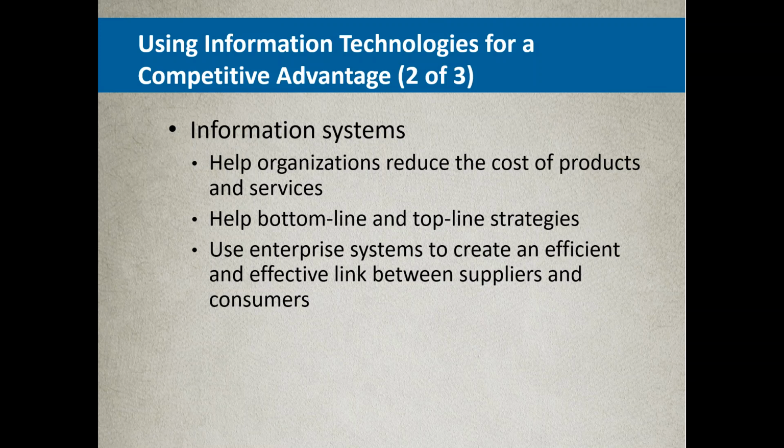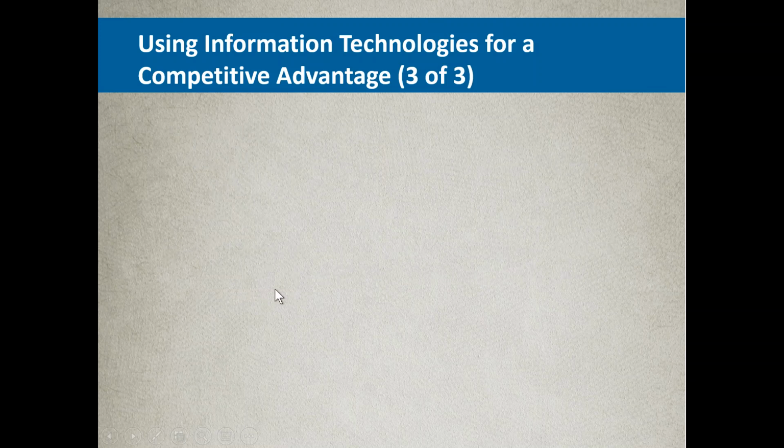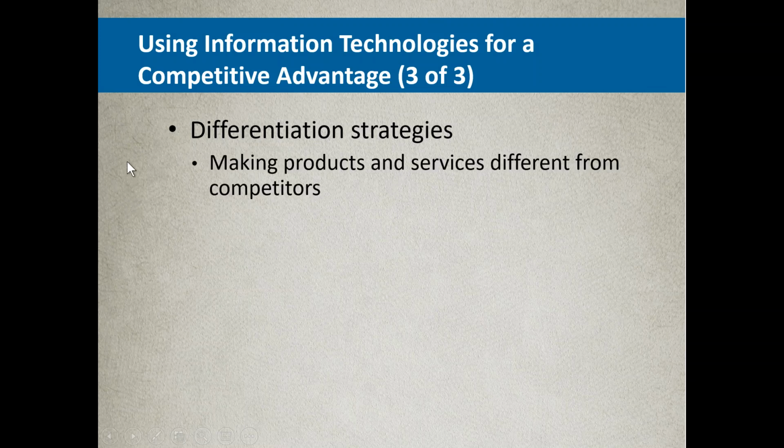Use enterprise systems to create an efficient and effective link between the suppliers and consumers. What they're talking about there is these larger management information systems, which we get into in a lot more detail later on in the course. And we talk about these global information systems that can connect the suppliers through the whole supply chain management, because there's multiple players involved sometimes in getting a product from the raw materials that they pull out of the earth to a finished product that the consumer purchases. So this chapter gets into a little more detail than the slides, and a little more detail than what I'm going to get into here in this video class.